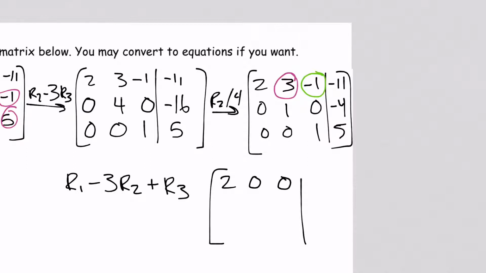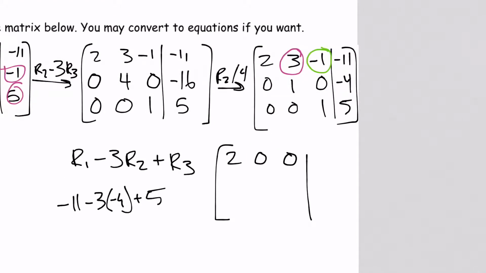So now I need to do all those operations on that final term. Take the value of row 1, which is negative 11, and subtract 3 row 2's from that. So I'm taking negative 11 and subtracting 3 times the row 2 value, which is negative 4. And then I add to that my row 3 value, which is 5. Let's do a little math real quick. Negative 11 minus 3 times negative 4. Well, minus 3 times negative 4 is a positive 12. Negative 11 plus 12 is a positive 1. 1 plus 5 is 6. So I get 2, 0, 0, 6 right there.